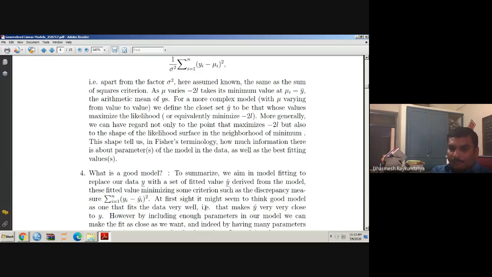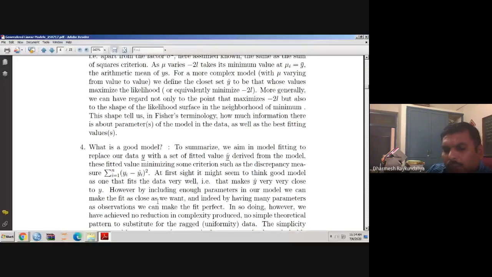So what it's saying is that at first sight we feel that if we can get some kind of model where ŷi is close to y, then we say that we got the best model. However, by including enough parameters in our model, we can make the fit as close as we want. So if we add more variables in the model, what happens? R square is increasing. We say that R square is near to 1. Our model is perfect. Fit is perfect.